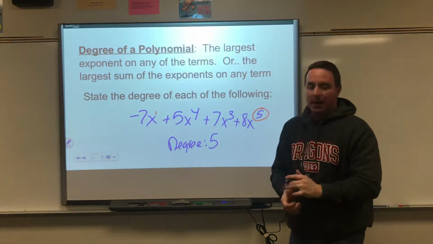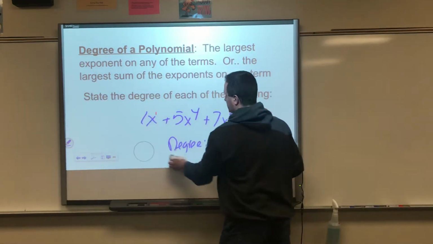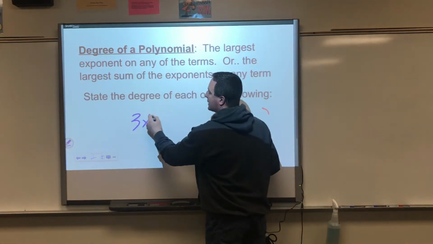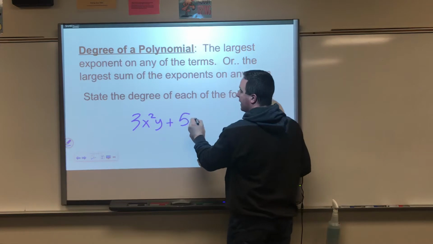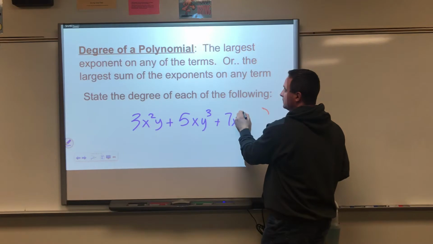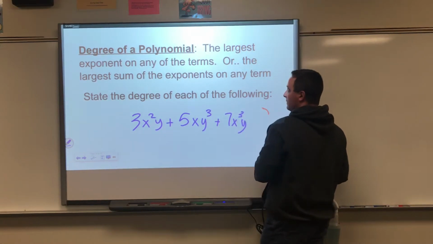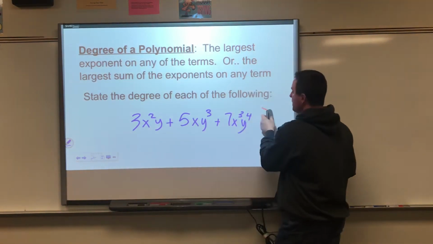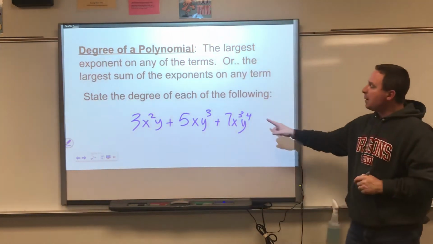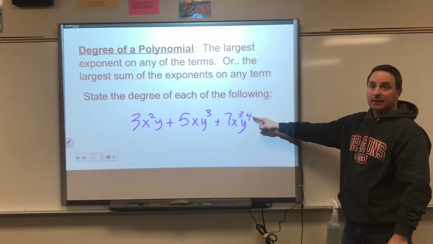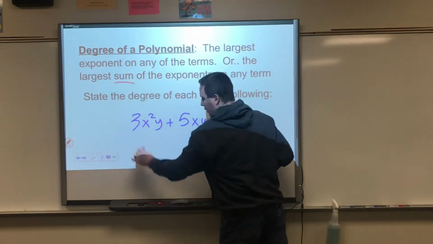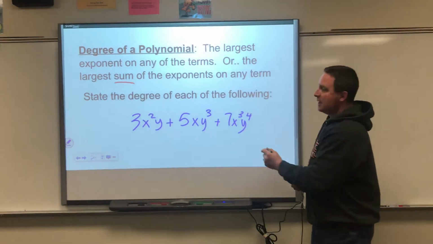All right. However, sometimes, what if there's more than one variable in it? What if I had this? What if I had 3x squared y plus 5xy cubed plus 7x cubed y to the 4th? What if it has more than one variable? The degree of this polynomial is not just 4. It's not just the biggest power. When we have something like this, we're talking about the largest sum of all the exponents of each term.